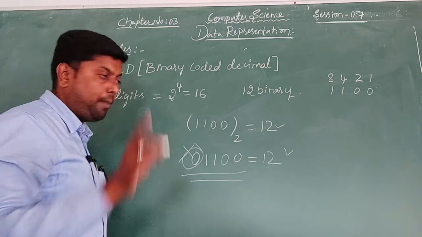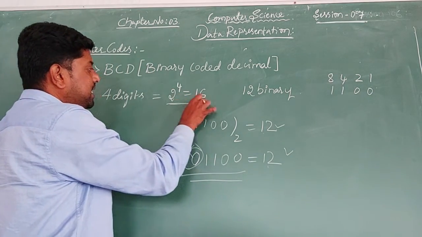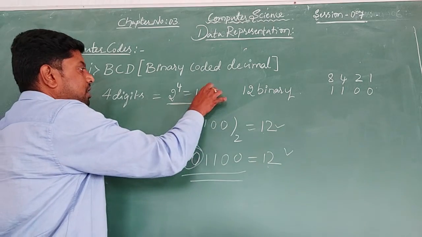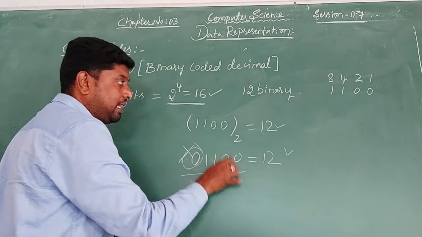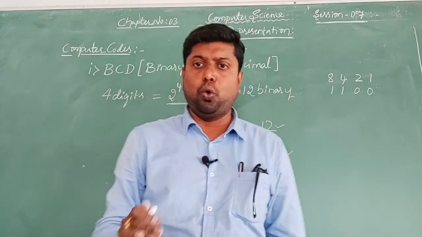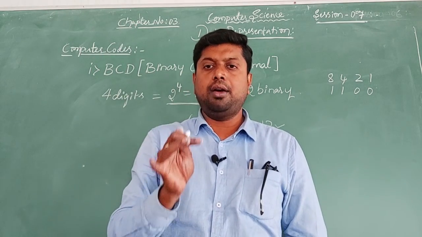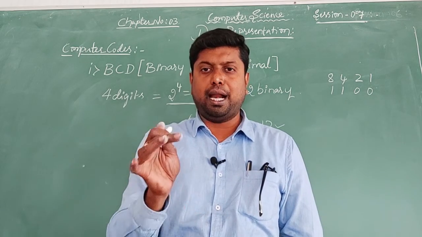One thing you should remember, BCDs are 4-bit memory codes. It has a capacity of 16 digits, 16 bits of the capacity. Like that, we have a chance to change the value by binary representation.